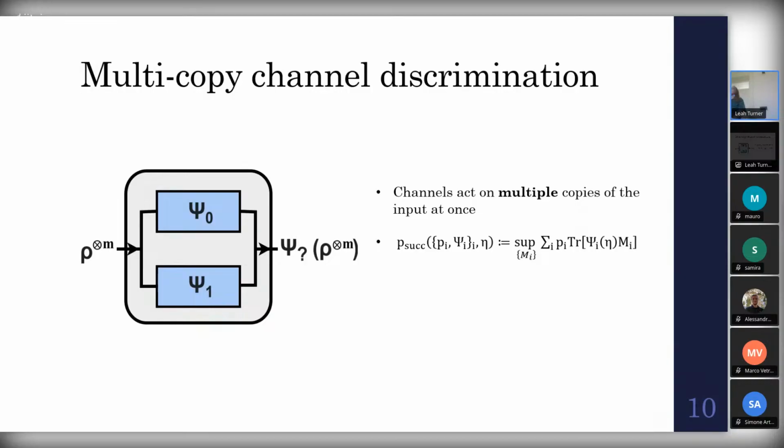Sorry, this notation, what does PI mean? PI is so these are your possible channels and they're chosen with this probability. Okay, just here. Yeah.